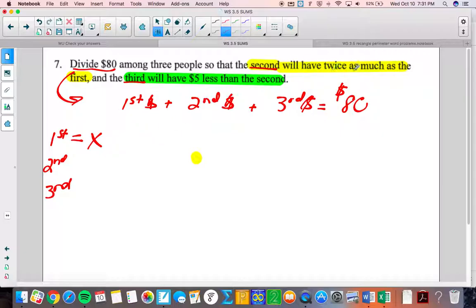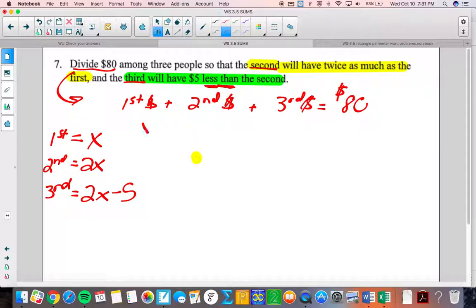So the first person is going to be given the value of x. Now the second person will have twice as much as the first. Well, if the first person has x dollars, the second person has twice that, so 2 times x. And now here, this says the third person will have $5 less than the second person. The second person has 2x. So the third person has 2x minus 5. Remember, the phrase less than means that we have to switch the order of subtraction. So the 5 actually gets taken off of the total.